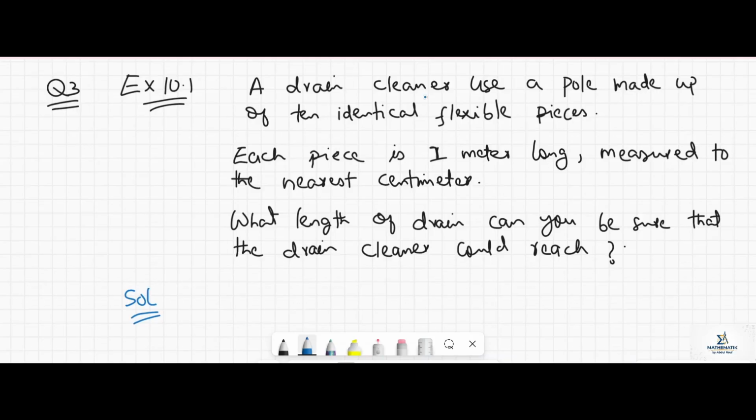A drain cleaner uses a pole made up of 10 identical flexible pieces. So we have 10 identical flexible pieces. So the one piece is 1 meter long. If one piece is 1 meter long, so 10 pieces will become 1 into 10. So this will become 10 meter long. But now we have the accuracy is given to the nearest centimeter.